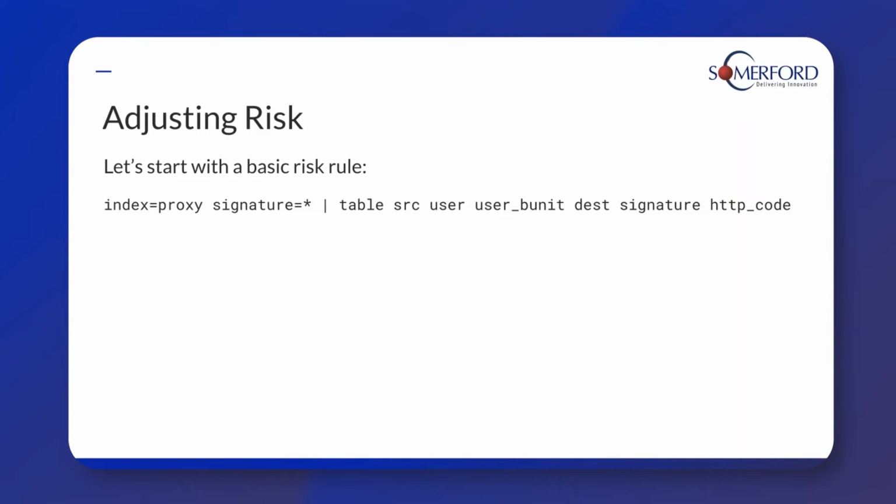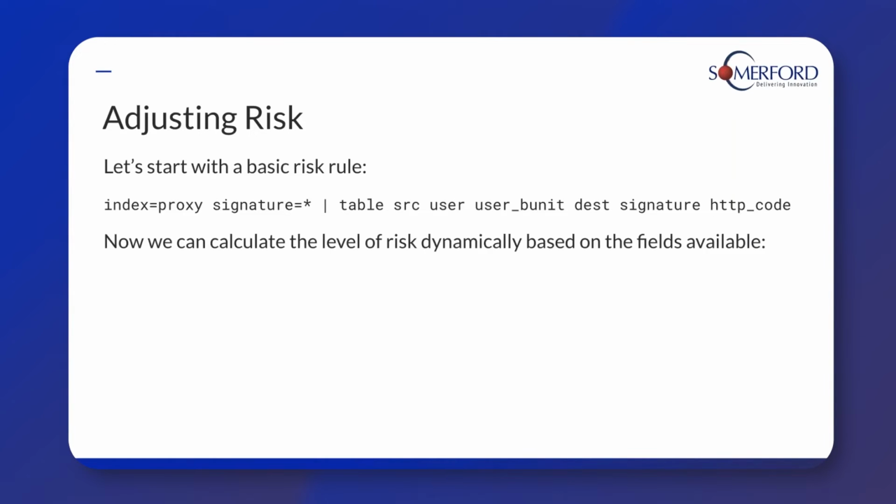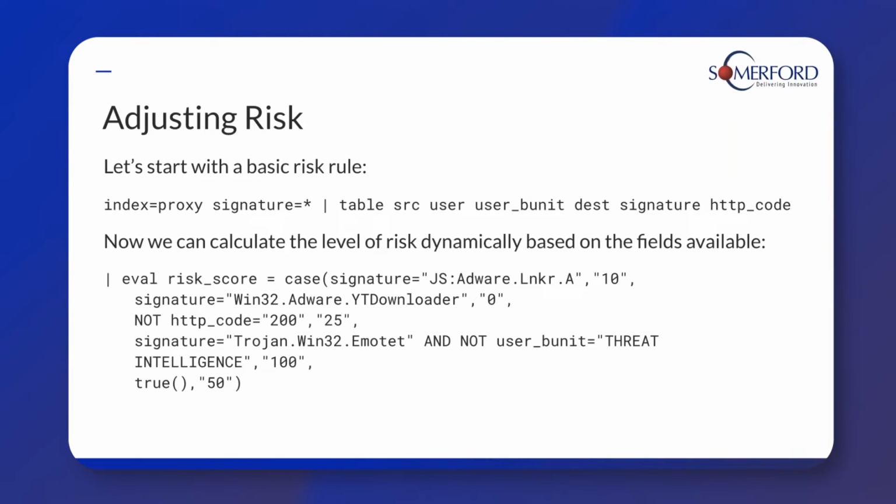So let's take our basic risk rule. In this case, index equals proxy, signature equals star. Don't worry too much about the semantics, of course, but we've got fields there that we can then use to think about how we can calculate that dynamic risk. Okay, so if we wanted to do something along here, we could take eval risk score.